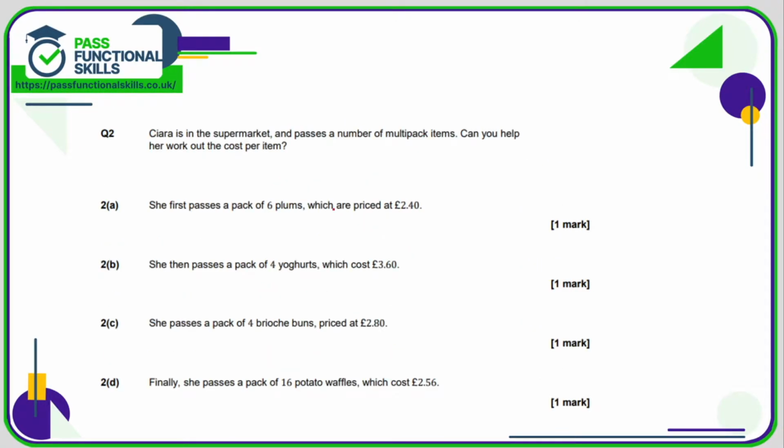Question number 2. We need to work out the cost per item. So there's a pack of 6 plums, which are £2.40. So if 6 plums are £2.40, then one plum is going to be £2.40 or 240p divided by 6, and that comes to 40 pence per plum. 4 yogurts cost £3.60, so one yogurt is going to be £3.60 divided by 4, and that works out at 90 pence.